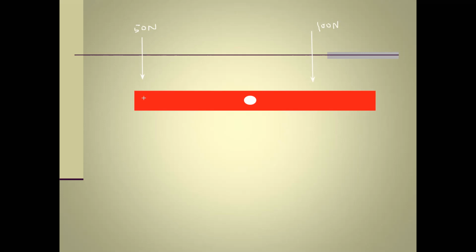The distance of the 50 Newton force from the pivot is 2, and the distance of the 100 Newton force from the pivot is 1 meter. So the 50 Newton force distance is 2 meters, whereas the 100 Newton force distance is 1 meter. And the question is, calculate the resultant moment.